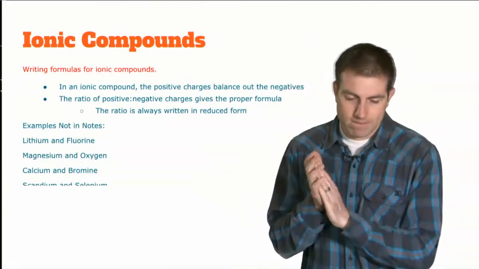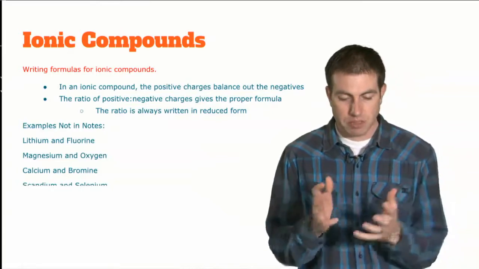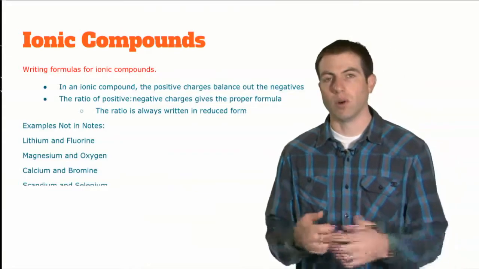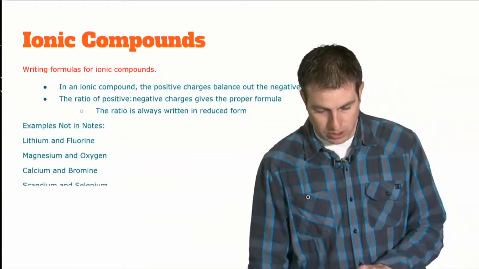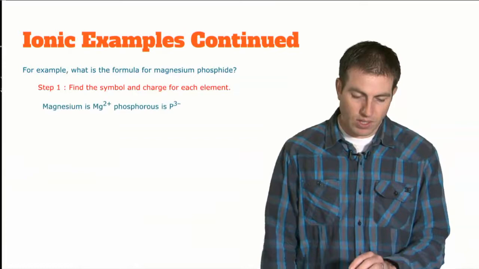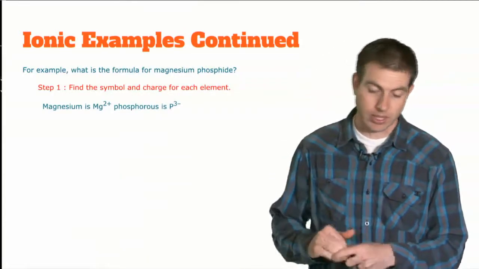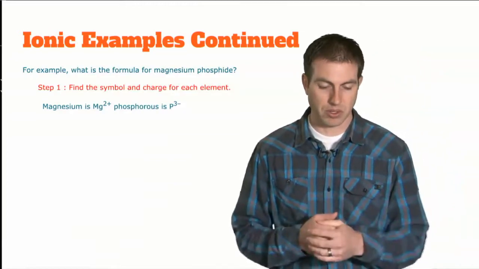So ionic compounds, positive charge, negative charge, they balance out. And the ratio is always written in reduced form. Let's just skip these examples because I want to get moving here. All right, let's just look at this one. This is the one under your notes, and then we can go back if we need to, or I'll introduce some other examples.